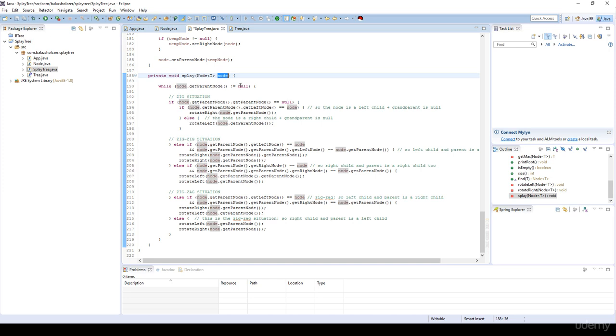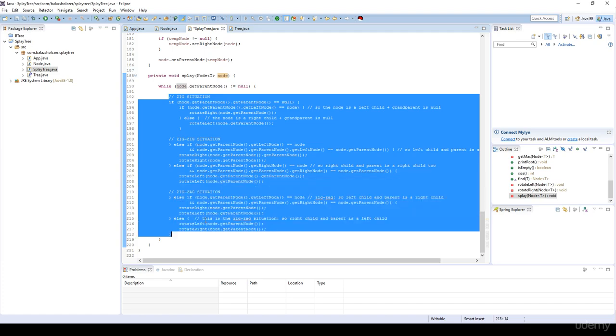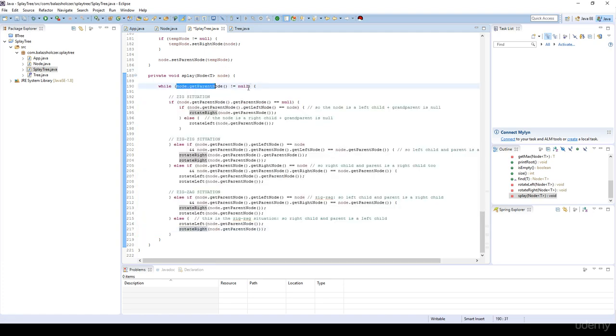So while the node.getParent is not equal to null, what does it mean? If the node.getParent is null, it means that this is the root node. So basically, while this node is not equal to the root node, of course we have to make some rotations until we bump into the situation when this node is equal to the root node. This is the aim of splaying.